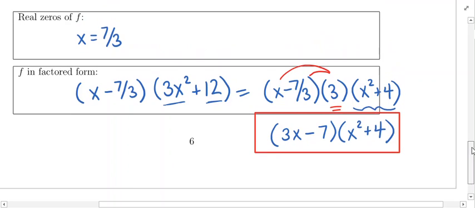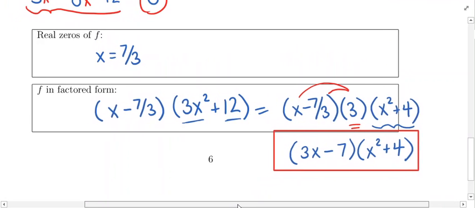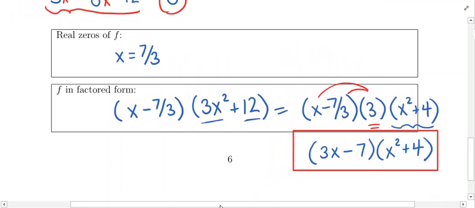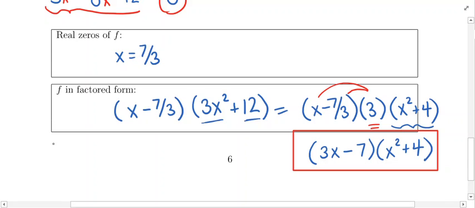Let's discuss the zeros. Remember, how are you supposed to get the zeros once you have the factorization? Well, you need to take each factor, set it to 0, and solve. So we have two factors here. We have 3x minus 7, we're going to set that to 0. Then we have x squared plus 4, we're going to set that to 0. We're going to solve each one of these.